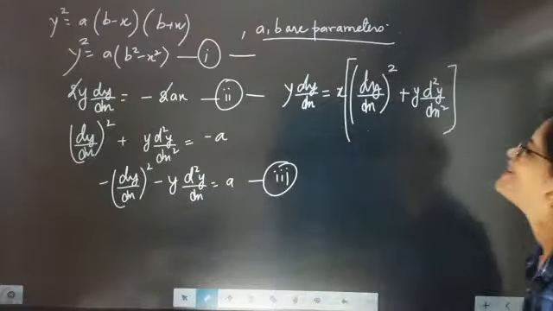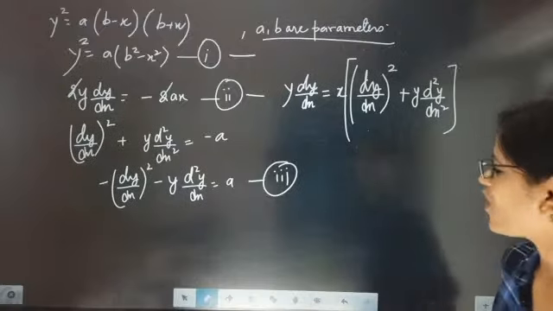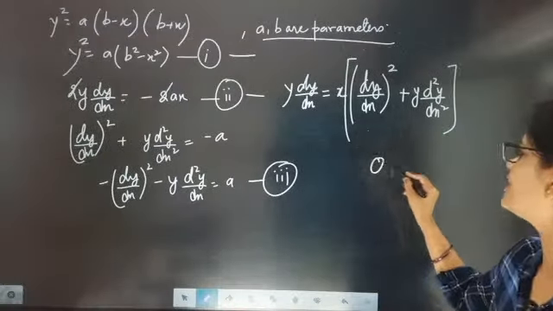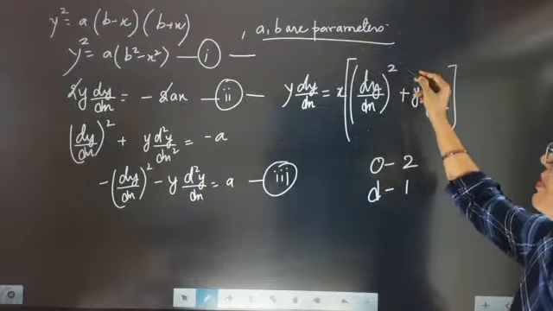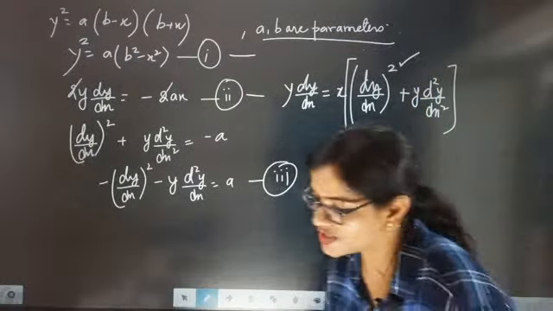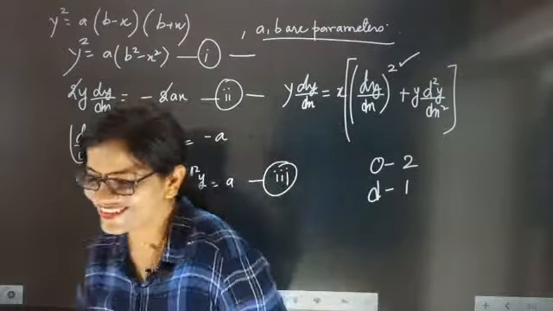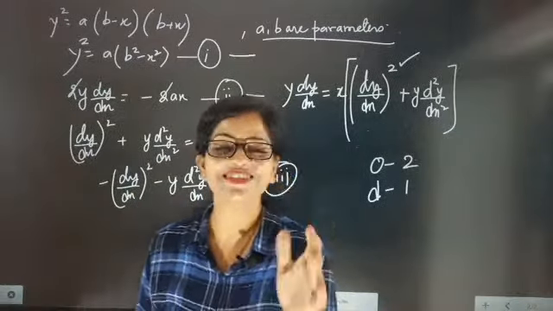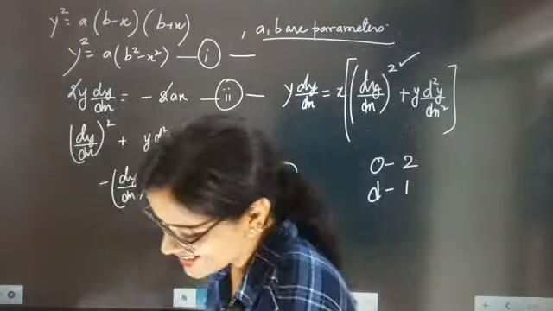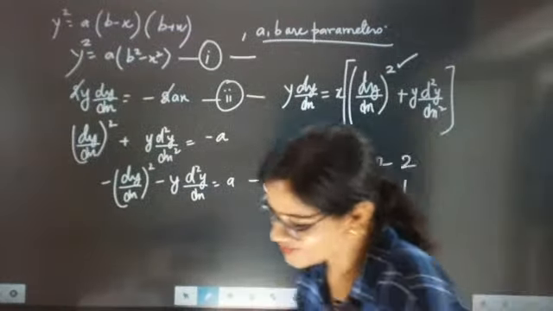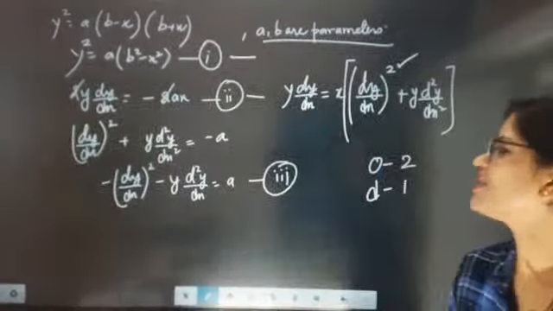Non-linear, yes, super. So the order is exactly 2, the degree is exactly 1, and since dy by dx appears with a power of more than 1, it is non-linear. Linear and non-linear is the more important part. Super, absolutely correct. This is exactly the part.